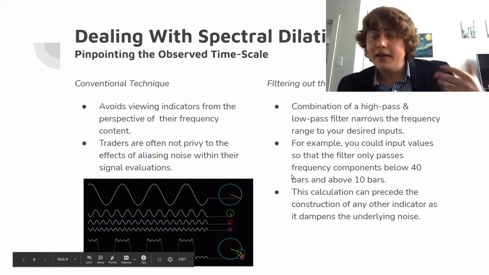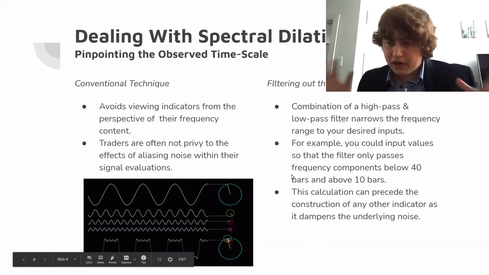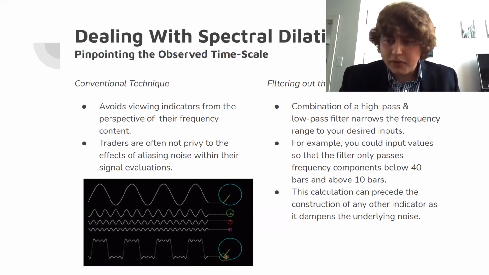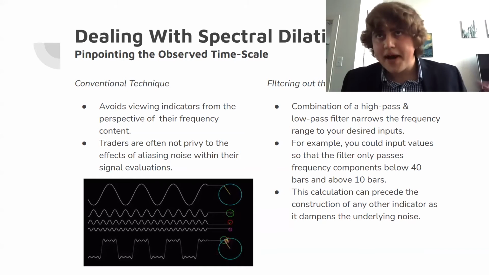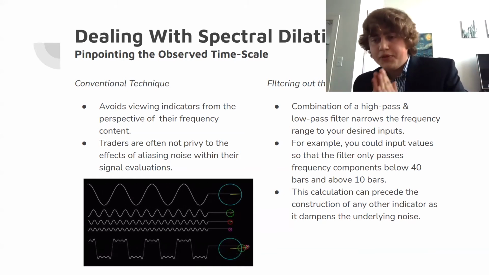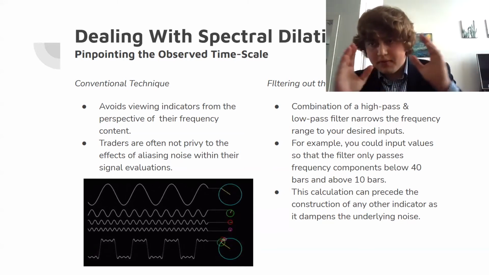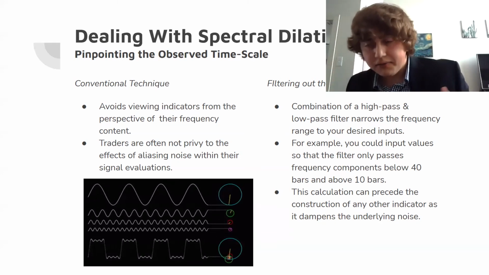So in practice, it sounds all theoretical, but the way that you would actually execute this is by using what's called high pass and low pass filters. So being able to essentially narrow down the frequency range which you're observing.